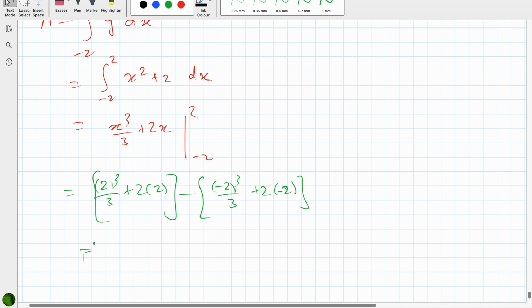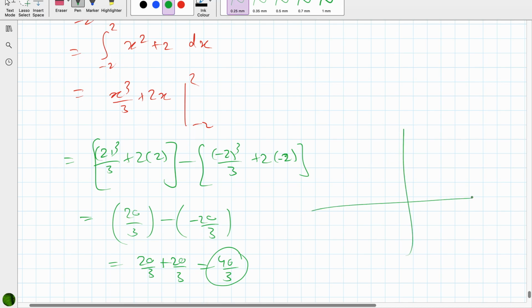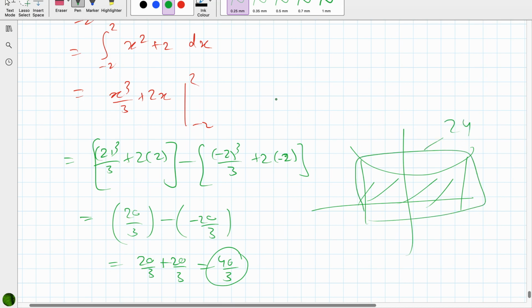This is 2 cubed by 3 plus 4. This is 20 by 3, minus 2 cubed divided by 3 minus 4 is minus 20 by 3. So 20 by 3 plus 20 by 3 equals 40 by 3. So the area under the curve is 40 by 3. But this complete area was 24, so the shaded area in this red section is 24 minus 40 by 3. You get 10.66 and so on.